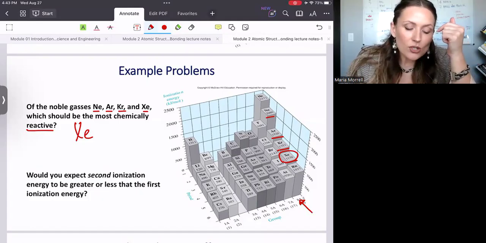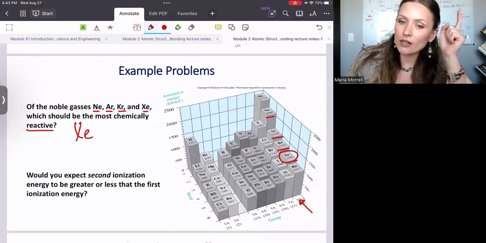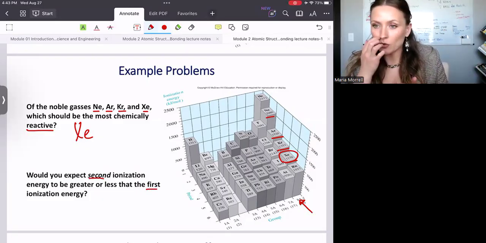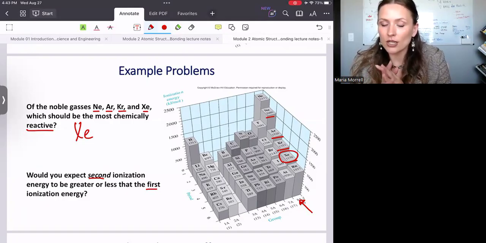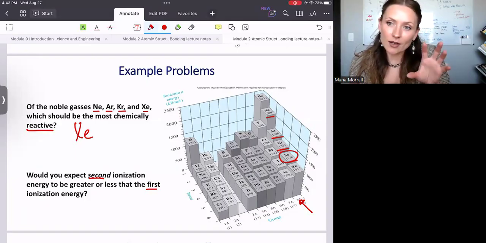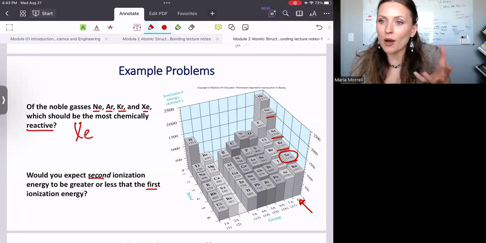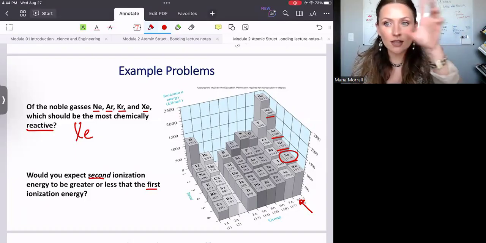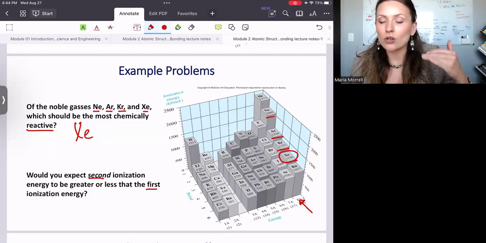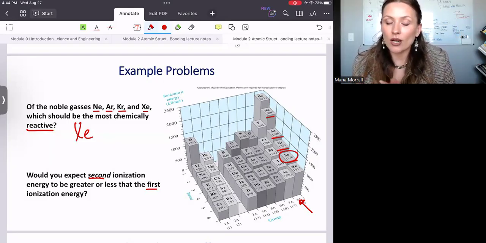Second question. Would you expect second ionization energy to be greater or less than the first ionization energy, second and first? So once again, before we answer this question, I will remind you the definition. First ionization energy is the energy required to remove the outermost electron, right? The first one. Once you do so, you're not looking at an atom anymore. You're looking at the atom that lost an electron and now it became a positively charged cation, right? So if you attempt to steal the next, again in the outermost shell, you're trying to steal one more electron, would you expect that ionization energy to be greater or less? Again, pause the video and try to think on the question.